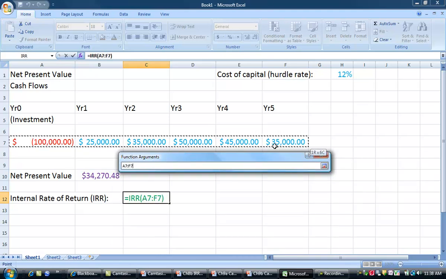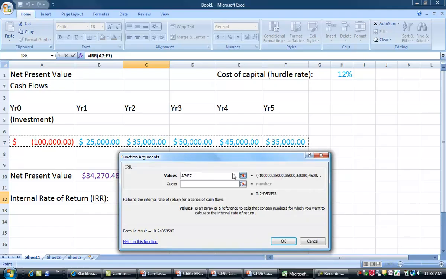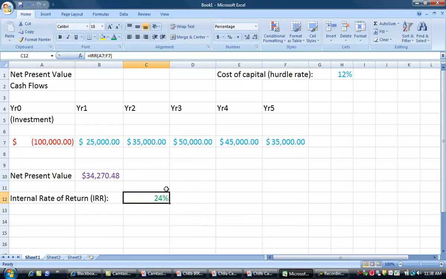So we'll simply outline the cash flows here and make sure that they are in order from year 0, the investment period, all the way through years 1 through 5. And when we hit enter, it tells us that the actual return that's earned on this particular investment is 24.05%. And that's what we call the internal rate of return.